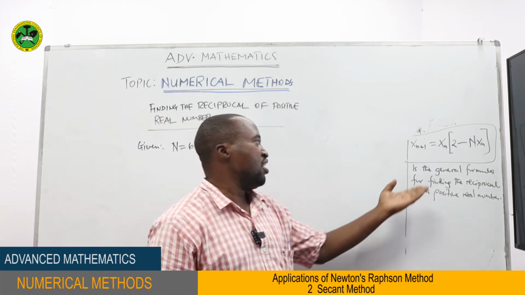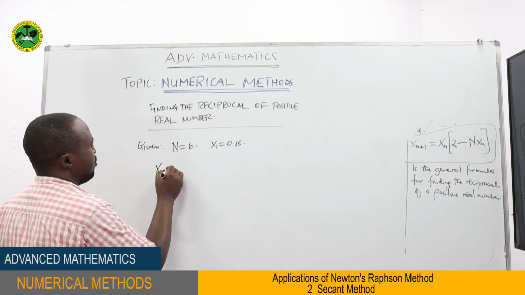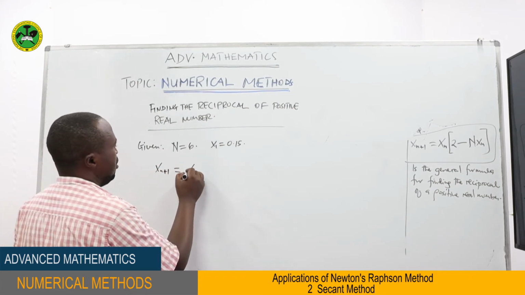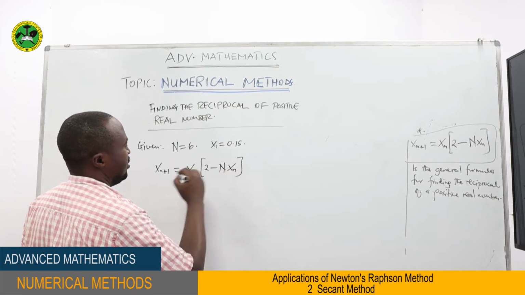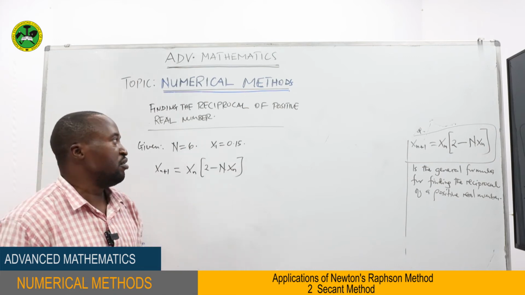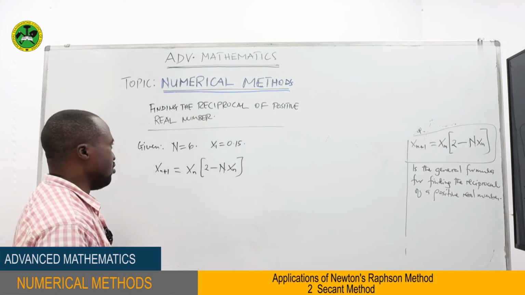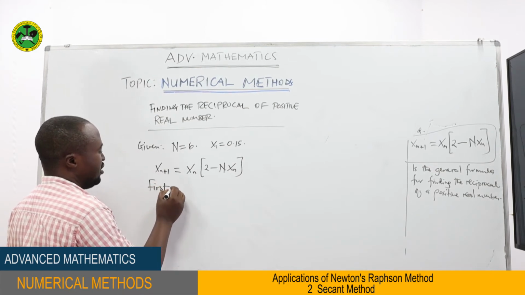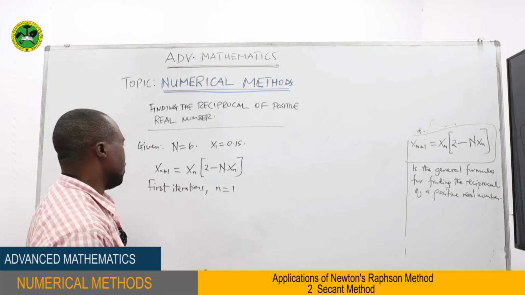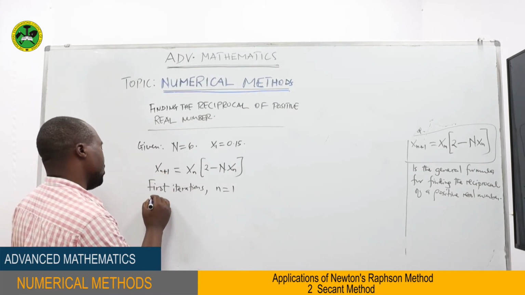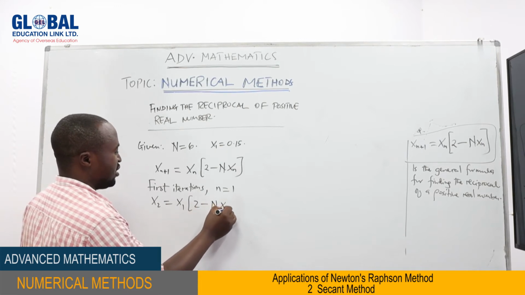Now remember, we have the general formula for finding the reciprocal of a positive real number, which says xn plus 1 is equal to xn bracket of 2 minus n xn. That is our general formula. Now remember, n is 6 and x1 is equal to 0.15. So we can substitute these values in our general formula. But for first iteration, we say n is equal to 1. So if n is equal to 1, we are going to have 1 plus 1, that is x2 is equal to x1 bracket of 2 minus n x1.